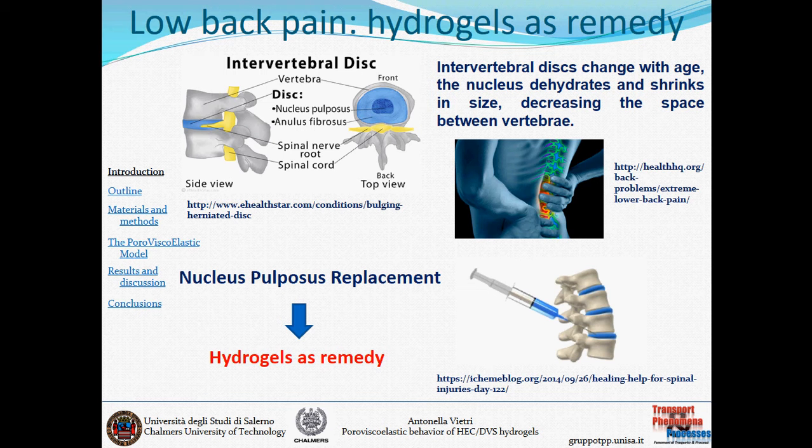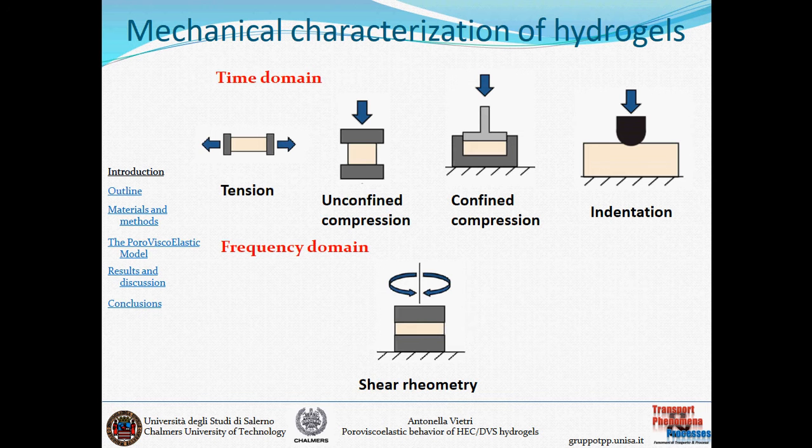With age, the nucleus tends to dehydrate and shrink in size, decreasing the space between vertebrae and generating the low back pain. Due to similarities in their composition, hydrogels could be used as scaffolds for tissue engineering of the nucleus pulposus. For this reason, it is fundamental to determine the mechanical properties of the gels. This can be done through static tests, that is, tension, confined or unconfined compression, indentation, or dynamic tests, such as the shear geometry.